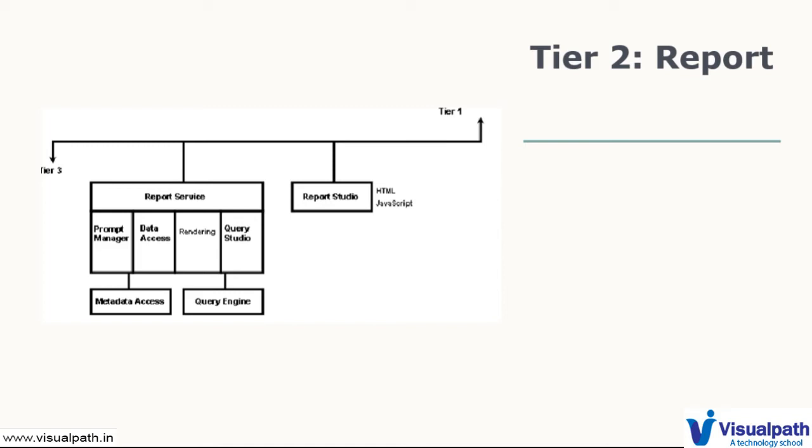In tier 1 we have various gateways. The gateway extracts the information that a report has been created and executed, and now we want to see the output. All this information from the report, from the web server, is extracted and sent to the second tier, that is the application tier. There the report service has multiple components like prompt manager, data access, rendering, and query studio, which is basically the query engine. It acts upon the information that it receives from the web server tier, and finally it executes the report.